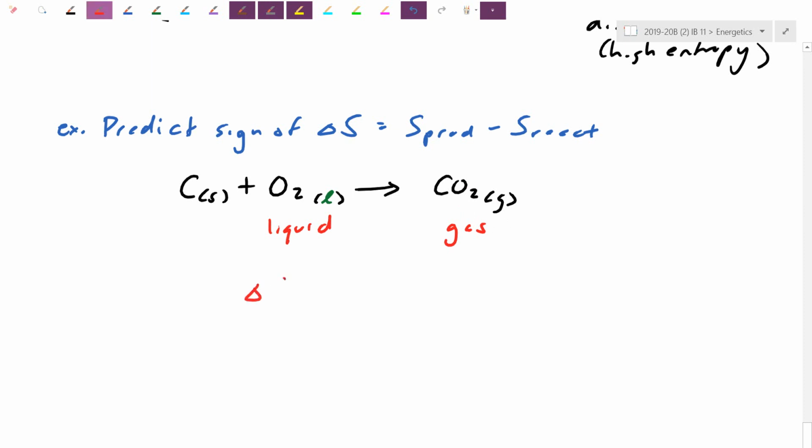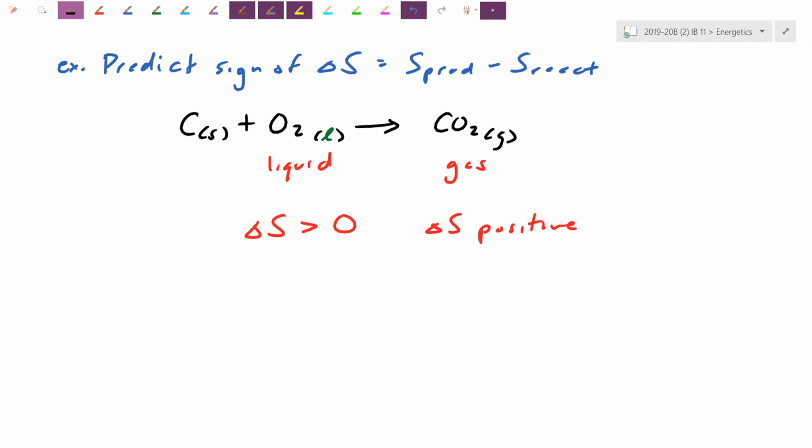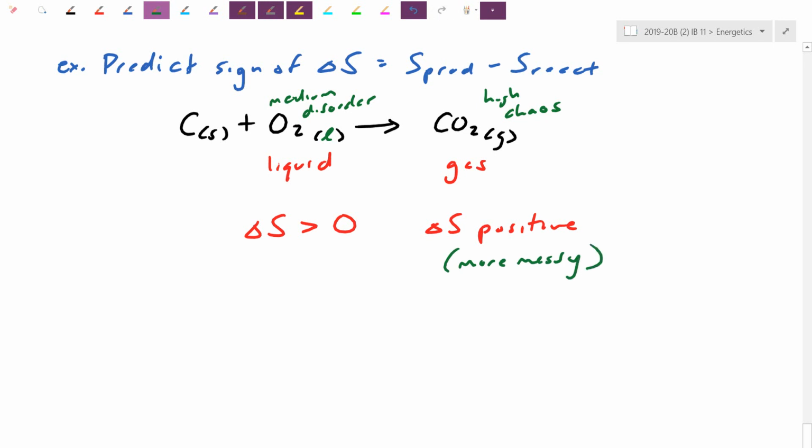I would end up getting an entropy change here. Be used to this notation, the greater than symbol here, or you can just say in words that the entropy change here is positive. In words, I'm saying we go from, if oxygen was a liquid, I'm just going to dramatize that, liquid, a medium amount of chaos, or let's just say disorder for simplicity, to a really high amount of chaos, high disorder, so therefore the entropy has increased. Delta S positive actually means we've gotten more messy. And that's actually the way we're going to see nature wants to go.